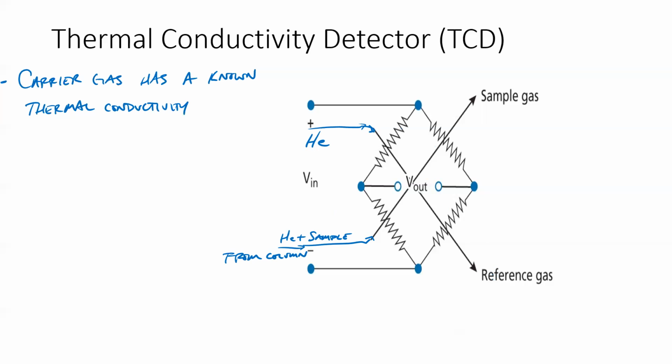These little resisting wiggles here are heater filaments, so heating elements. Again, it's sort of like that tungsten bulb filament, right? Just resistively heated metal. They're actually physically located in different little cavities, different chambers in this detector.